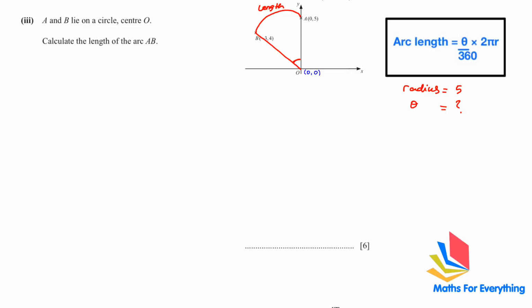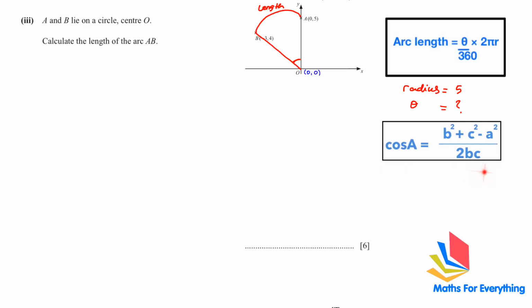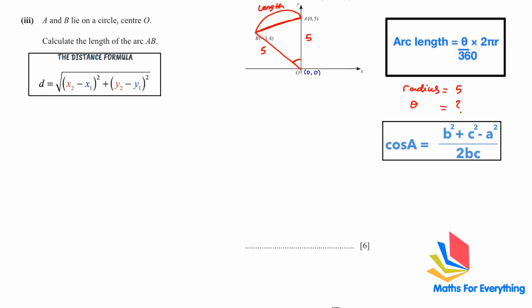To find the angle, we can use the cos rule. But for using the cos rule, we also need to have all the 3 sides. We have got 2 sides. As this is the radius, this is 5 centimeters, and this is also the radius, this is 5 centimeters. We need to find this side first. And to find this side, we can just use the distance formula.